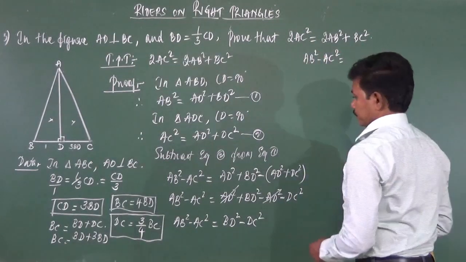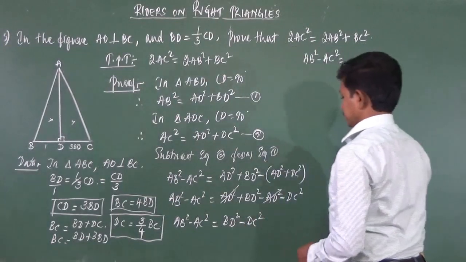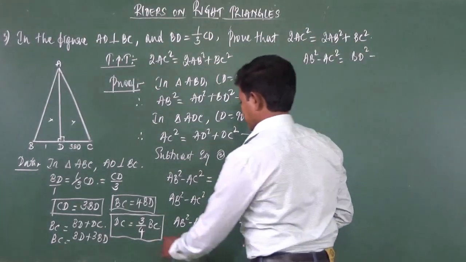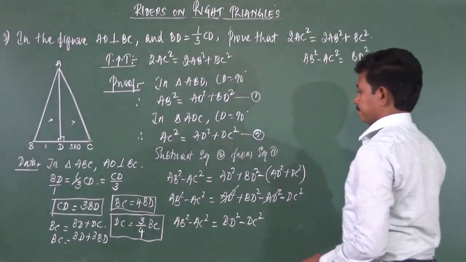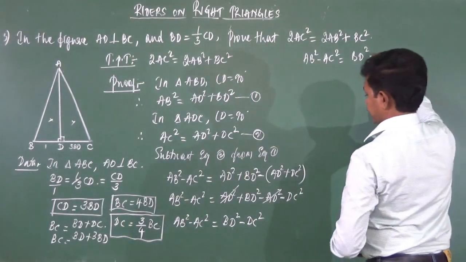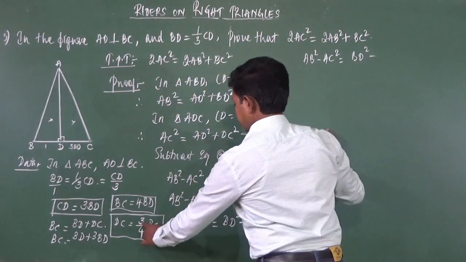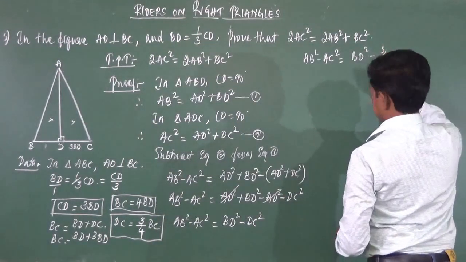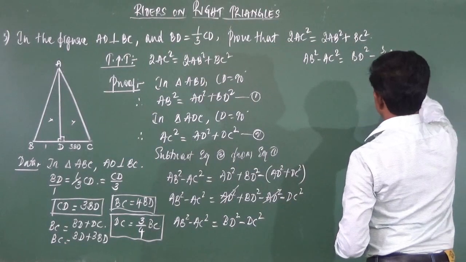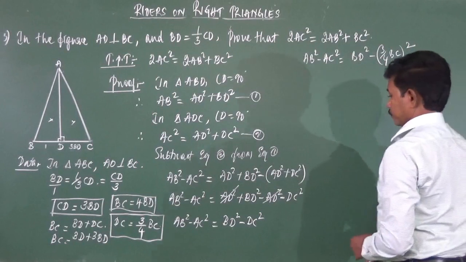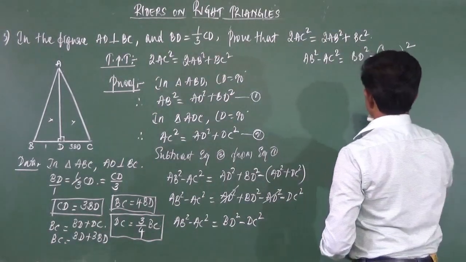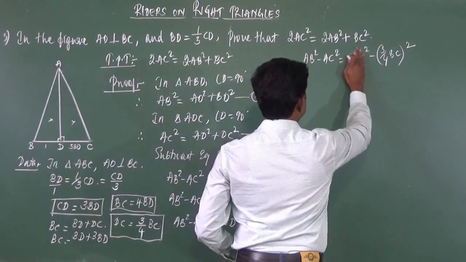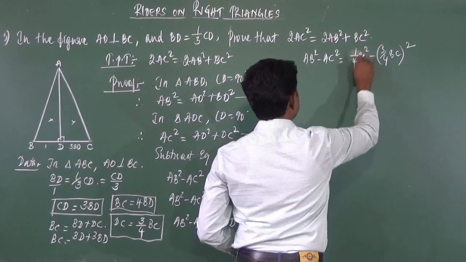AB square minus AC square is equal to BD square minus DC square, as it is. DC can be written as 3 by 4 BC, which is already derived here. So 3 by 4 BC instead of DC, that becomes 3 by 4 BC whole square. BD can also be defined, no problem. It is 1 by 4 BC, 1 by 4 BC whole square.